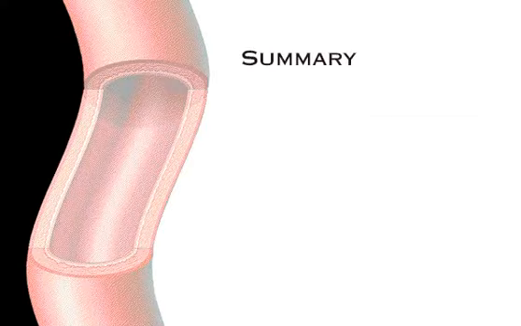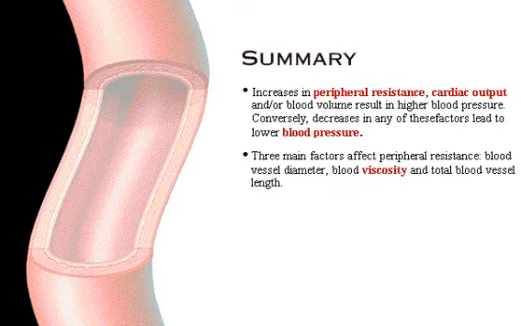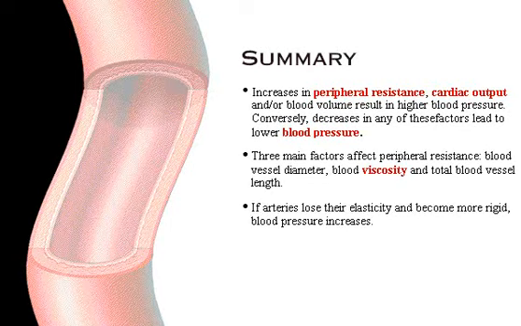Here's a summary of what we've covered. Increases in peripheral resistance, cardiac output, and/or blood volume result in higher blood pressure. Conversely, decreases in any of these factors lead to lower blood pressure. The three factors affecting peripheral resistance are blood vessel diameter, blood viscosity, and total blood vessel length. If arteries lose their elasticity, blood pressure increases.